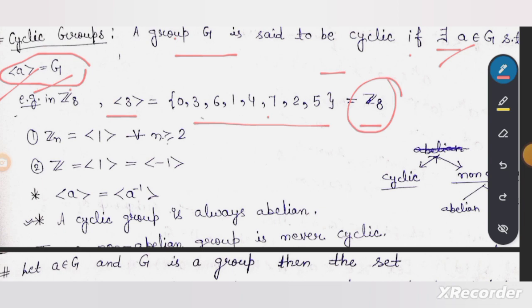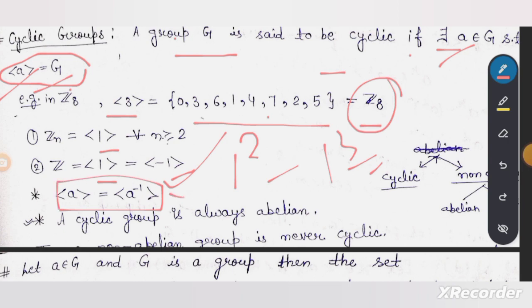Okay, here we have an example like Zn equal to the set generated by 1. You can generate any Zn from 1: you are doing 1 square, 1 cube, 1 to the power 4. All these elements will be the elements of Zn. Z is generated by 1 as well as minus 1. So this property says that the set generated by A is equal to the set generated by A inverse.